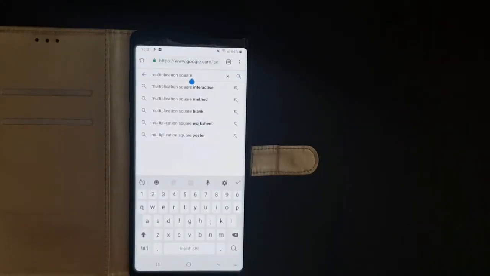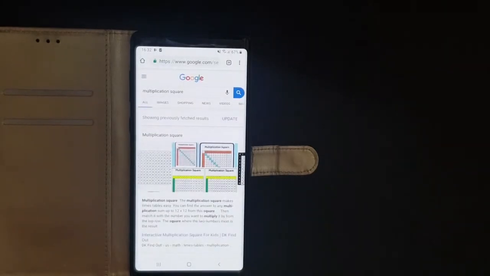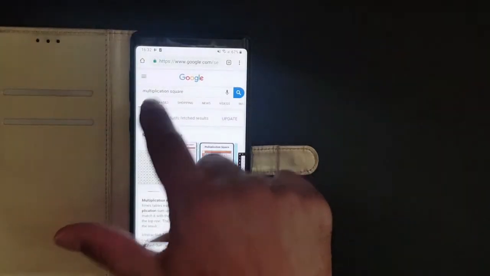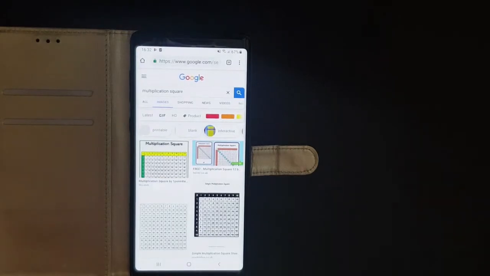What you can also do is you could Google multiplication square and then click on images, and maybe you could download yourself a copy of that or print it off.